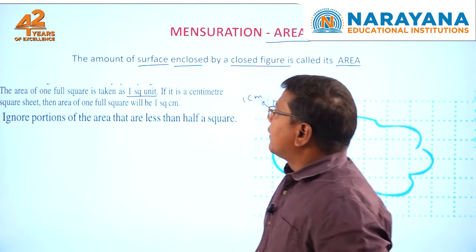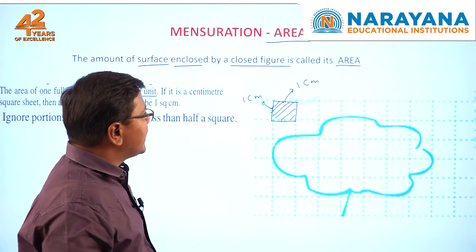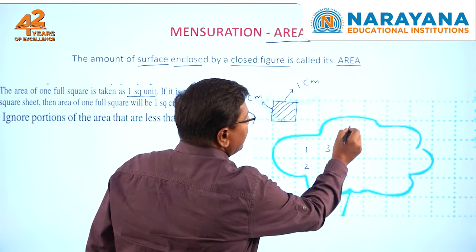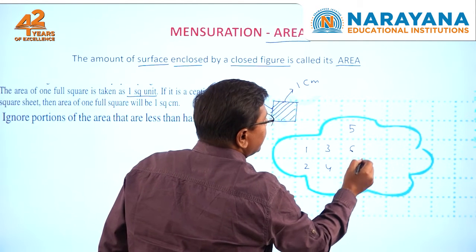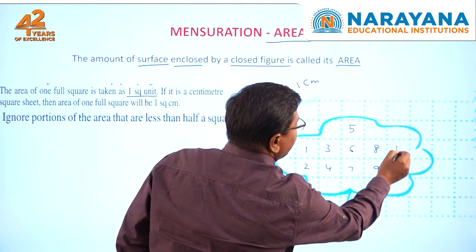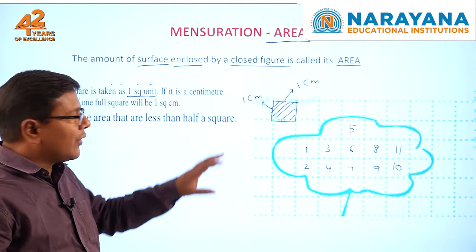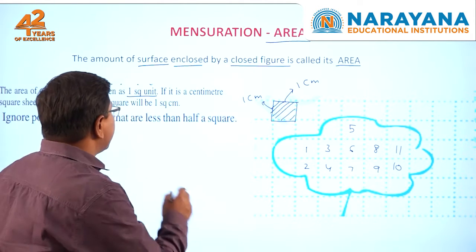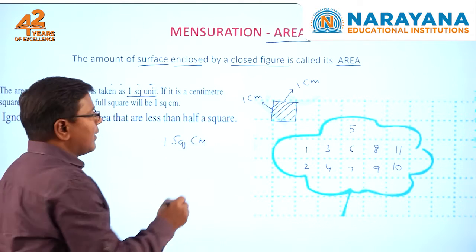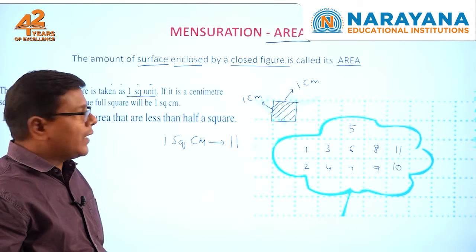Next, for example, let us count how many full squares are inside. See, there are 1, 2, 3, 4, 5, 6, 7, 8, 9, 10, 11. These are the full squares. There are 11 squares, each having 1 square centimeter area completely.